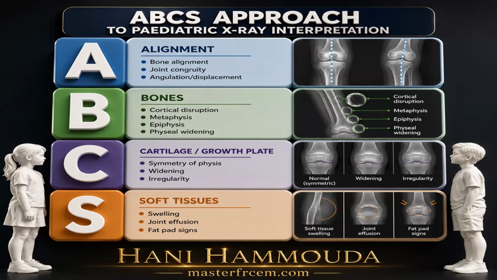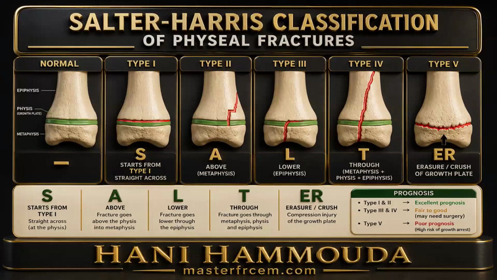Then we see the cartilage or growth plate, which is the symmetry of the physis. Is there any widening or irregularity? If there is an irregularity, that's abnormal. And there is soft tissue. Is there any swelling, any effusion, any fat pad? When you see the fat pad, that could be a subtle fracture. Then we can discuss the Salter-Harris fracture.